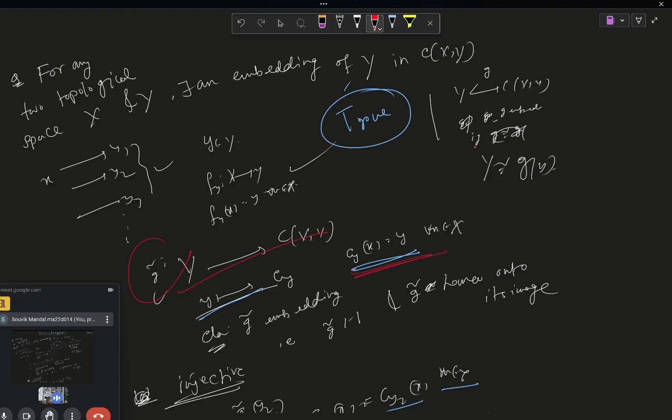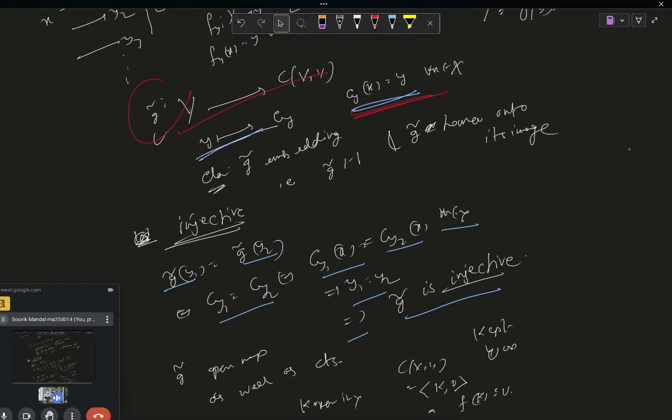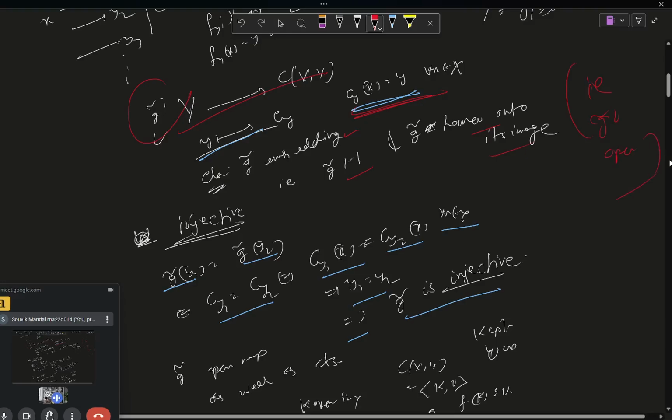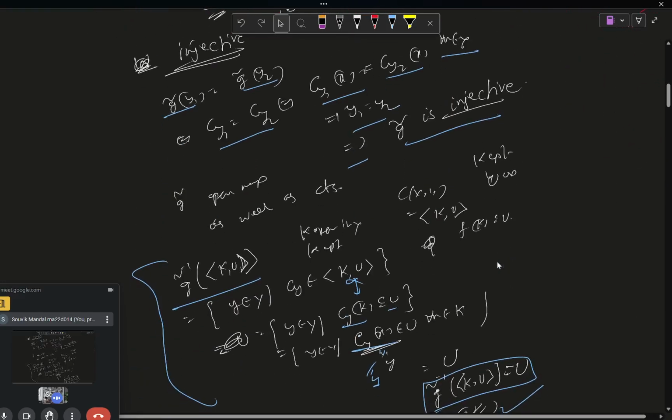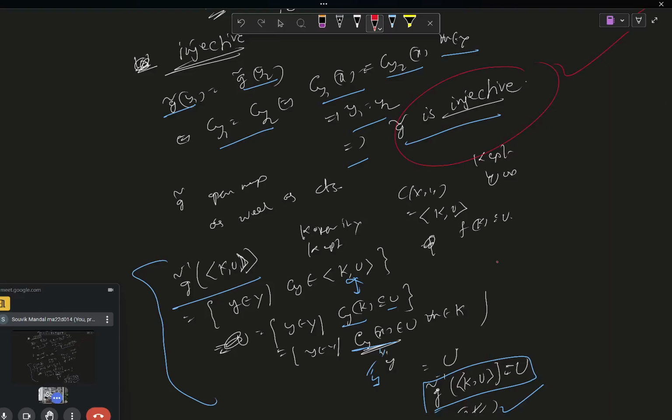Okay. Now our claim was the following: G tilde is an embedding, G tilde is open. So the injectivity goes as follows: G tilde y1 is equal to G tilde y2, so c_y1 is equal to c_y2, so c_y1(x) is equal to c_y2(x), so y1 is equal to y2. So G tilde is an open map as well as a closed map. Okay. So the injectivity is done. Now we need to check the continuity.